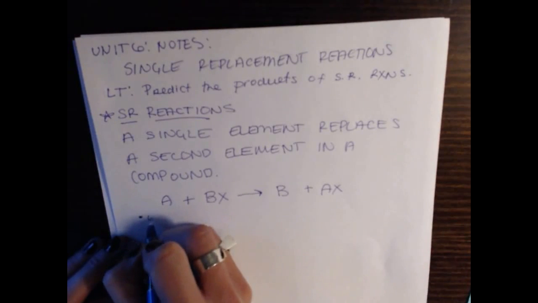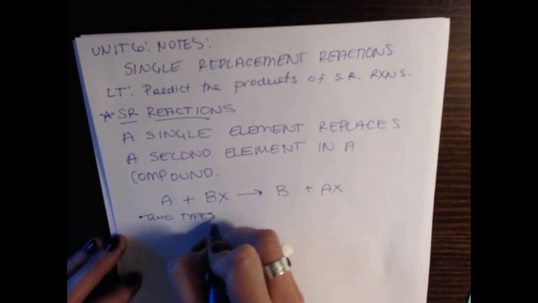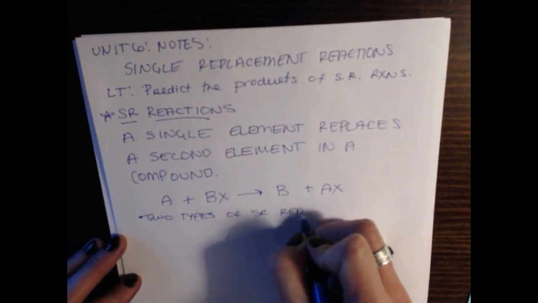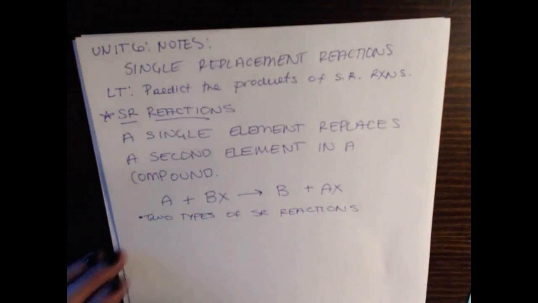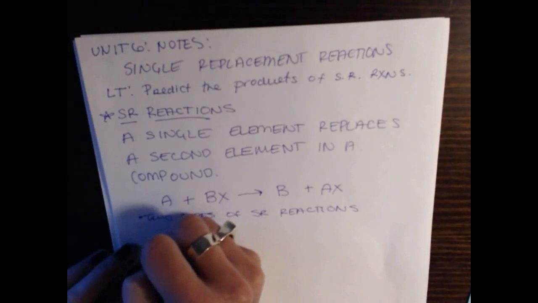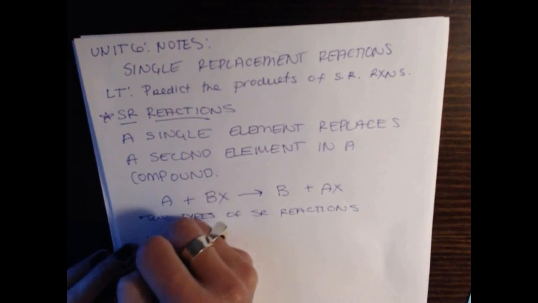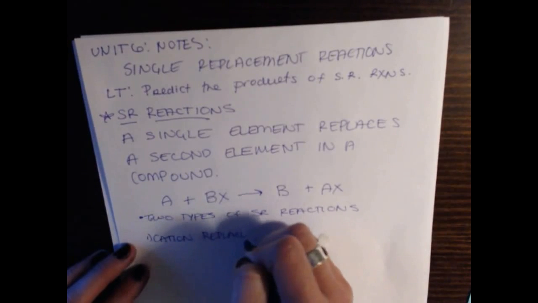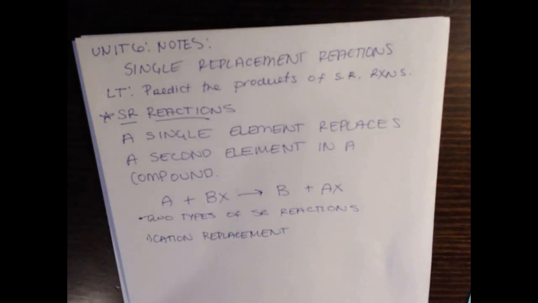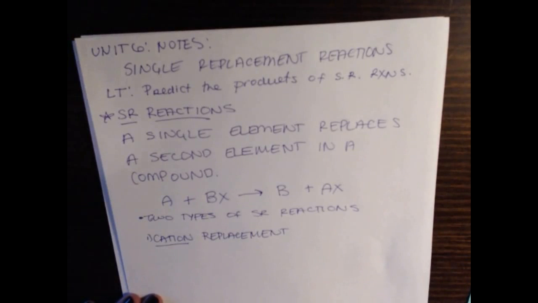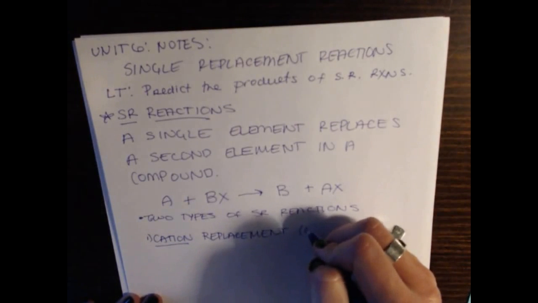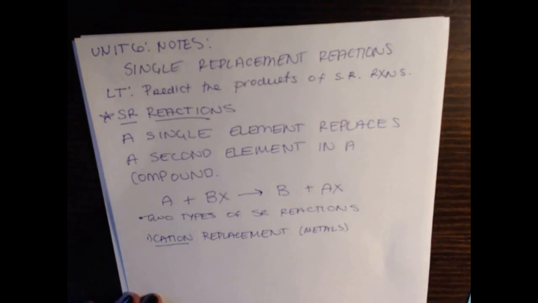There are two types of SR reactions that we need to consider. The first type is cation replacement. If you can remember back, our cations are always our metals. The elements on the left side of the periodic table tend to lose electrons, become positive cations. So, in cation replacement, you might write yourself a note that this is metals doing the moving, if you will.